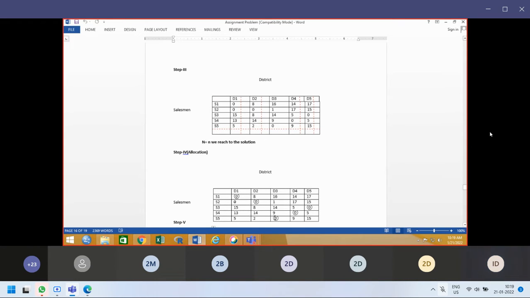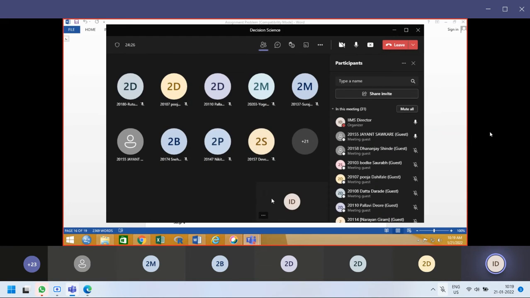All types of problems I already sent to you on WhatsApp. Please download the problems and work out these 6 problems. Nothing is more than this, theory as well as problems. This is the scope of the assignment problem. Any doubts, any difficulties? Is it clear?